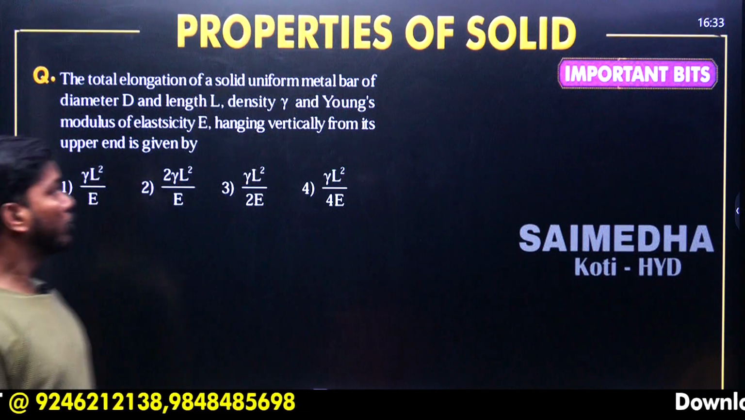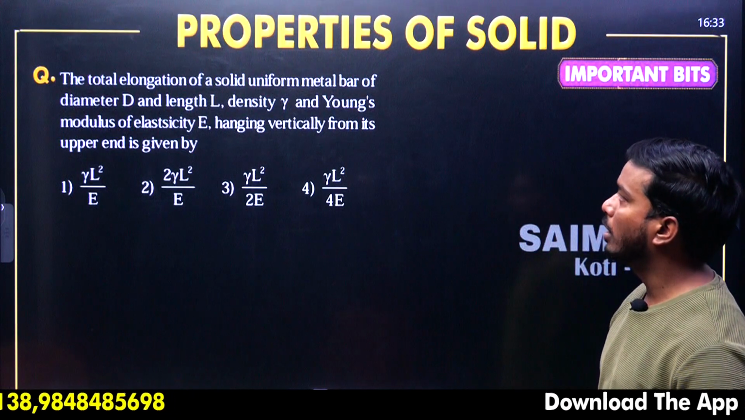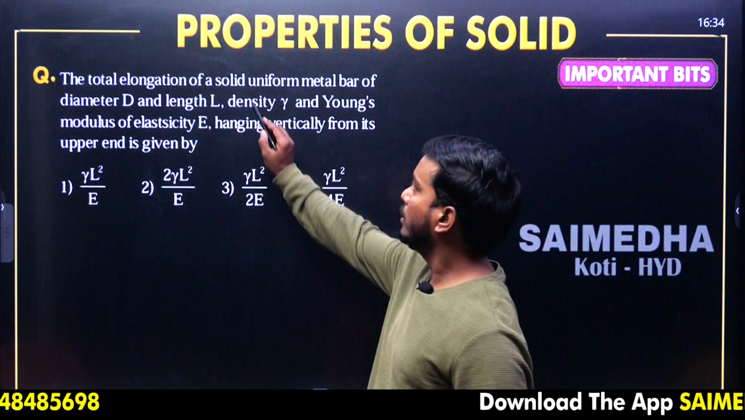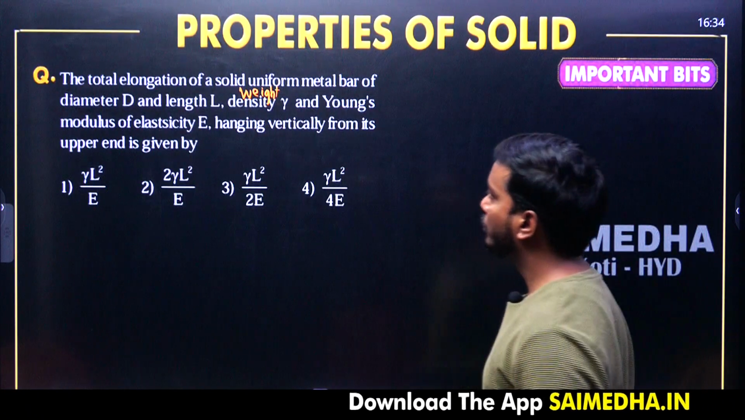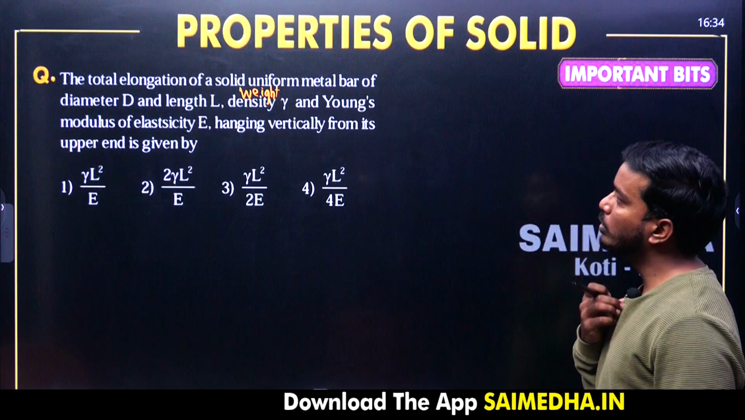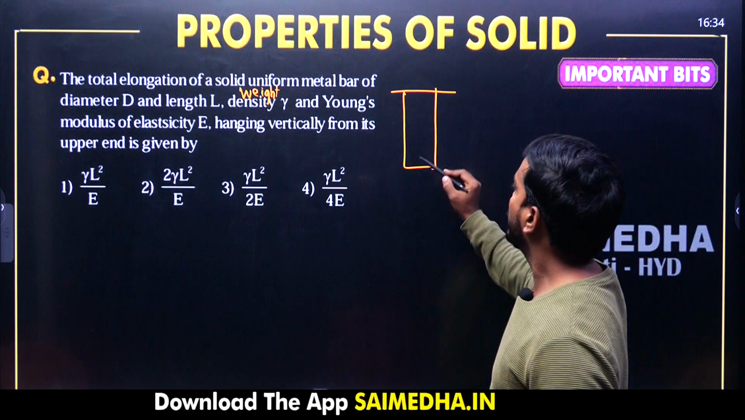The next question given over the board is, the total elongation of a solid uniform metal bar of diameter d, length L, weight density gamma, and Young's modulus of elasticity E, hanging vertically from its upper end, is given by? Elongation is asked.